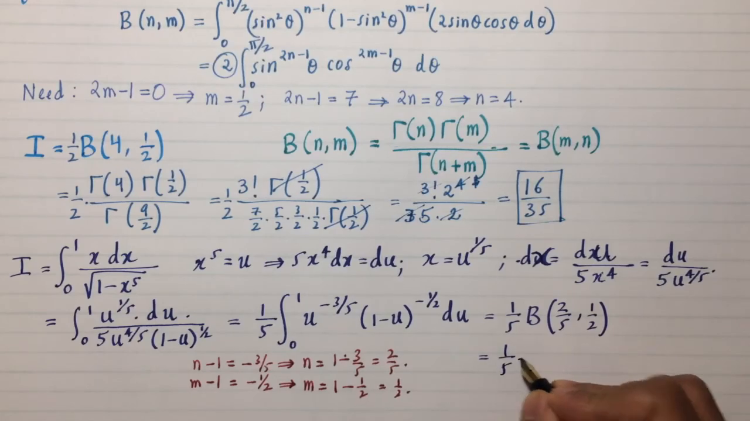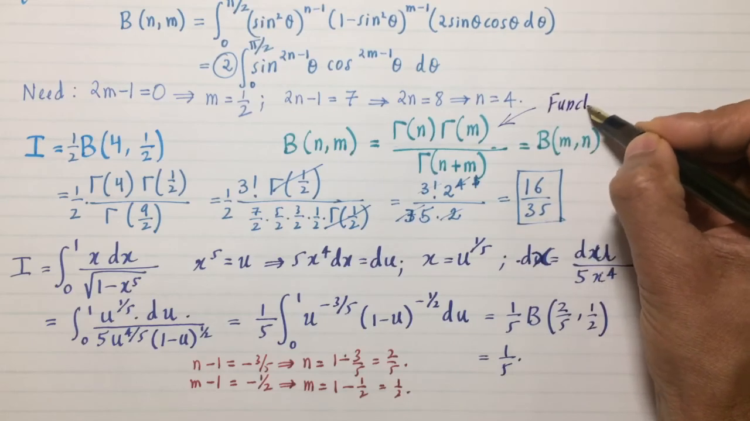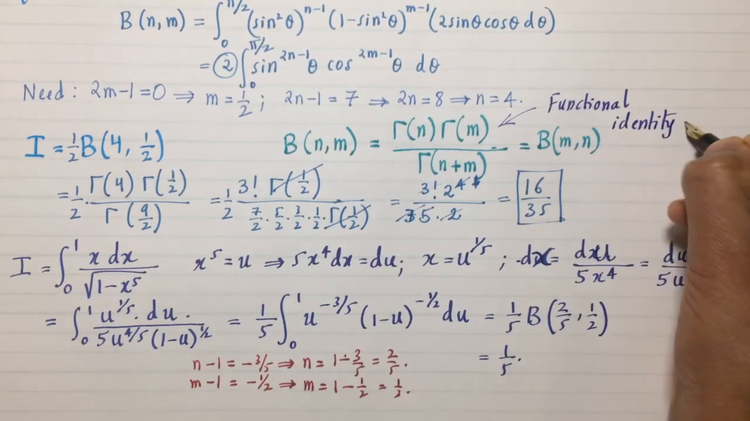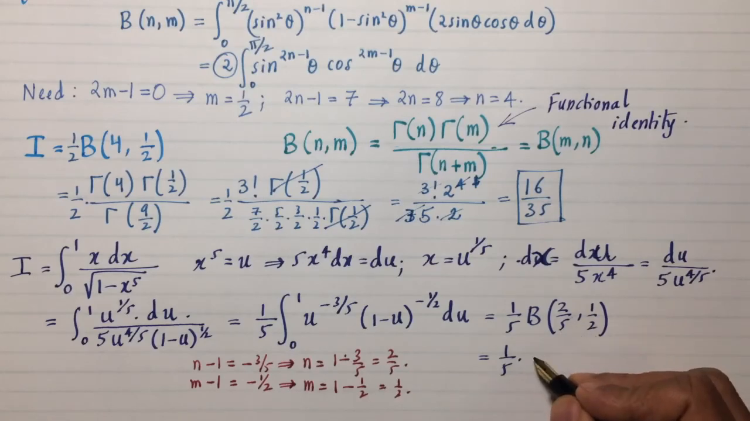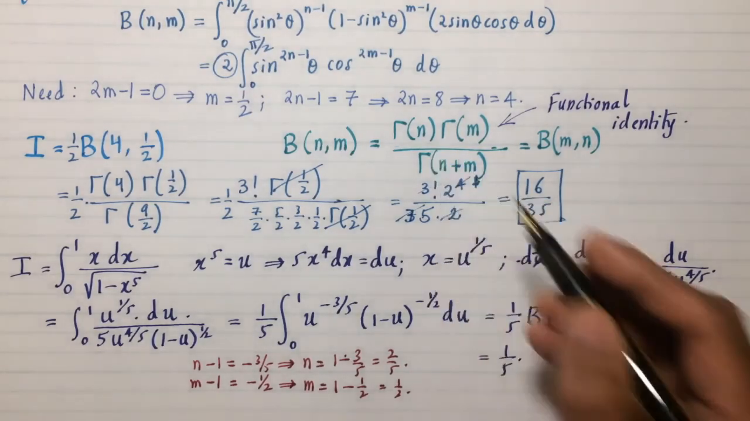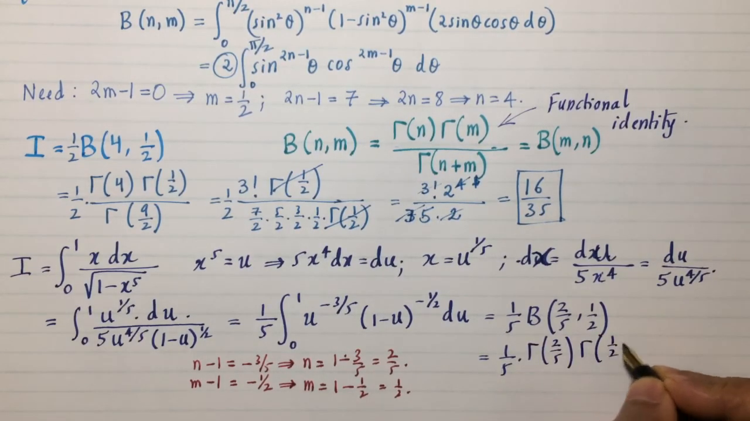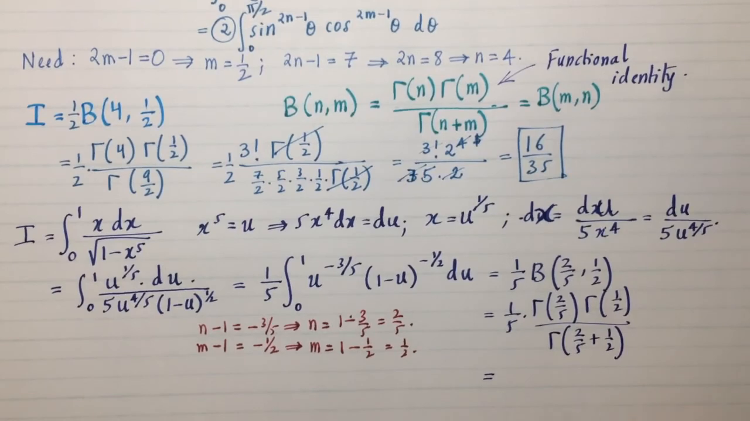So that's 1/5. This is sometimes called the functional identity, because it expresses one function, which is beta function, in terms of another function, which is gamma function. It's just a name that mathematicians like to use. So I have the functional identity can be used. So I get gamma of 2/5 times gamma of 1/2, which is your favorite root pi, and then I have gamma of 2/5 plus 1/2 in the denominator. Now I'm not saying that this problem is done by any means, so I'll write root pi here over 5.